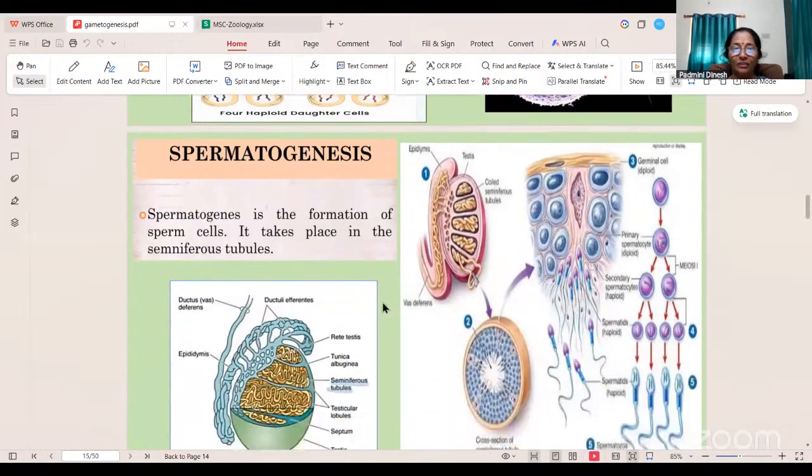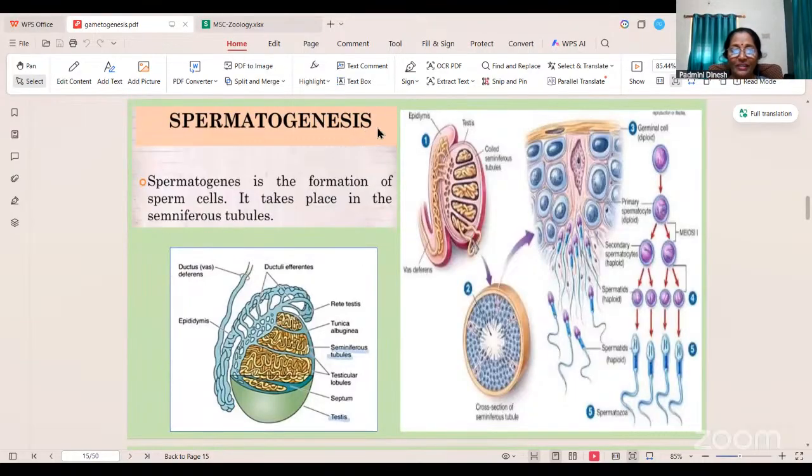Now coming to spermatogenesis, how the sperms are produced. Production of the sperm cells is called spermatogenesis, and it takes place in the seminiferous tubules in the testis. In this picture, that is the testis, where you have the seminiferous tubules, which are coiled tube-like structures. This is covered by the tunica albuginea, and there are testicular lobules divided by septa in between. All those coiled tube-like structures are called seminiferous tubules, and this is where the sperms are produced.